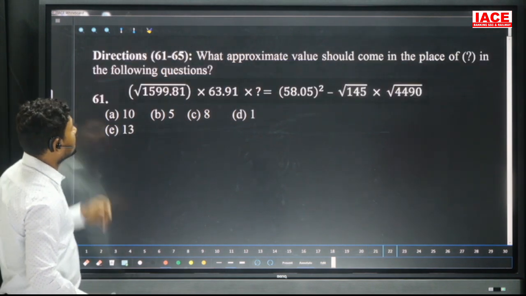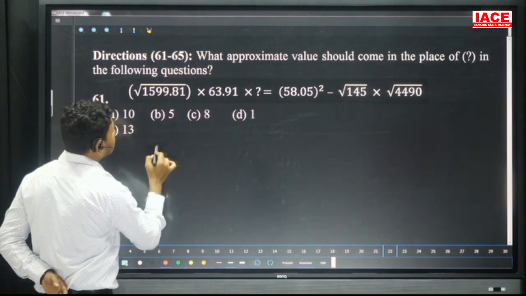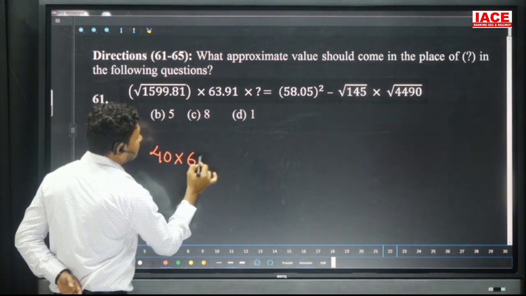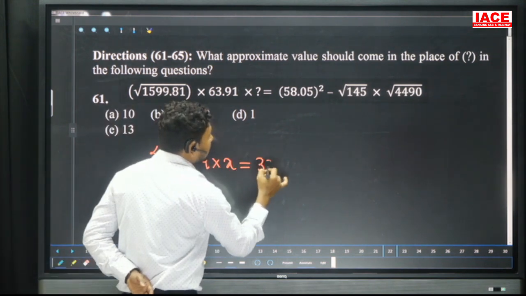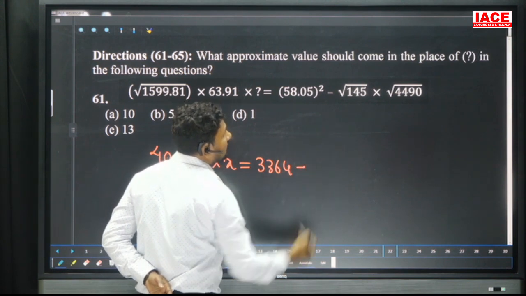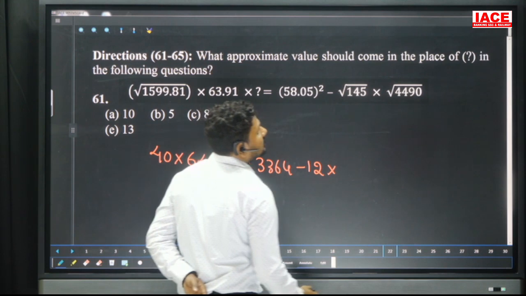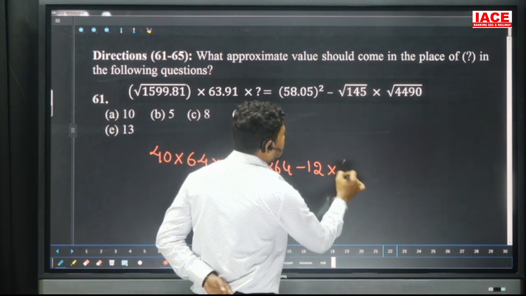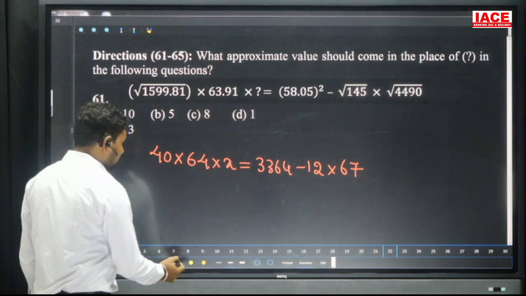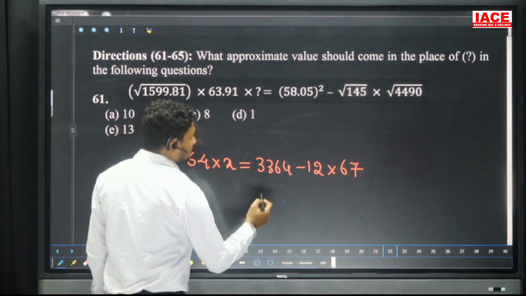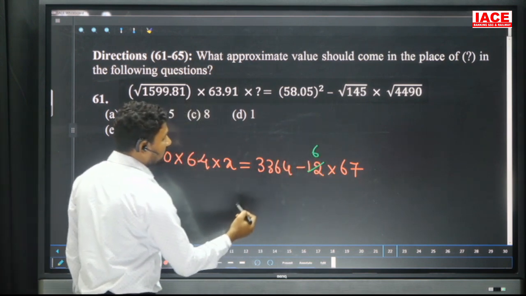Next, we have a simplification. Root of 1599.81, this is a 1600. Root of 1600, we can take 40, 64 into x, which is equal to 58 square is 3364 minus root of 145, we can write 12 into, so 446 square 66, it is a 67. Okay, so here we write, then cancel the numbers which are going to cancel. So here 2 6s are, each term will be cancelled with 4.